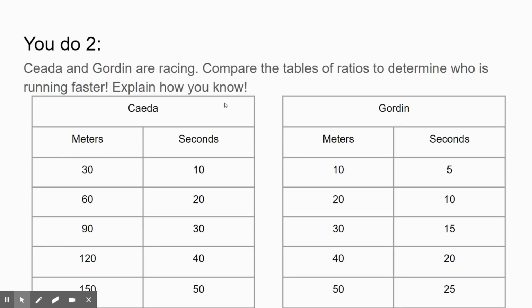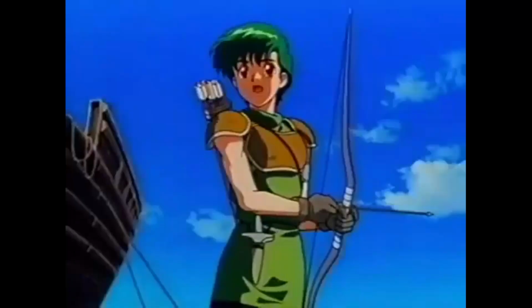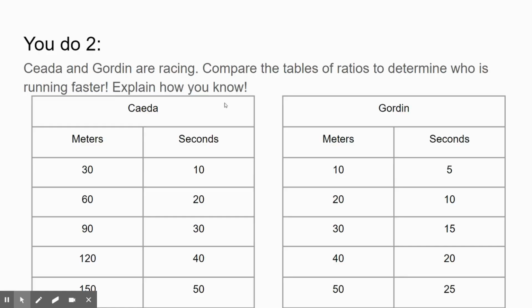For your second you-do, you're going to do the same thing, but this time instead of Marth, you have Gordon. Sita and Gordon are racing. You're going to compare the tables of ratios to determine who this time is running faster. You're going to explain how you know.